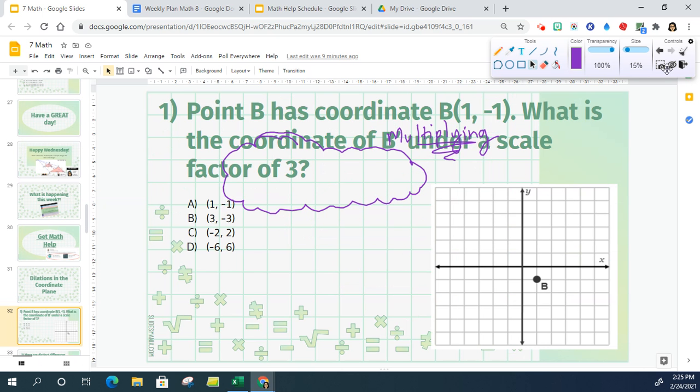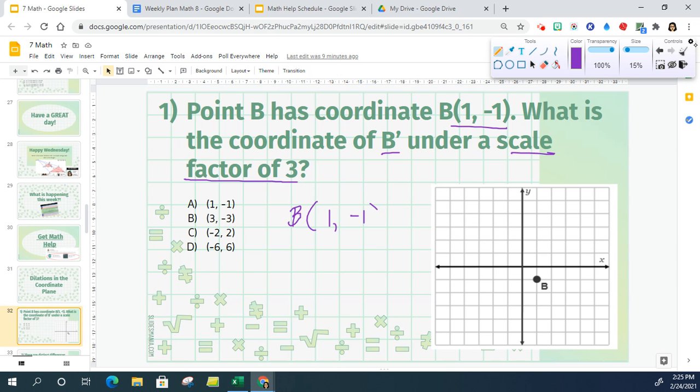Number 1 says, point B has coordinate 1, -1. What is the coordinate of B prime under a scale factor of 3? Hi, Joanna. We're just starting dilations in the coordinate plane. To get the new coordinate, you're just going to be using multiplying. So I'm going to take my original point, and you always multiply by the scale factor. We're going to multiply by 3 in this case, and you just do it to each of your numbers.